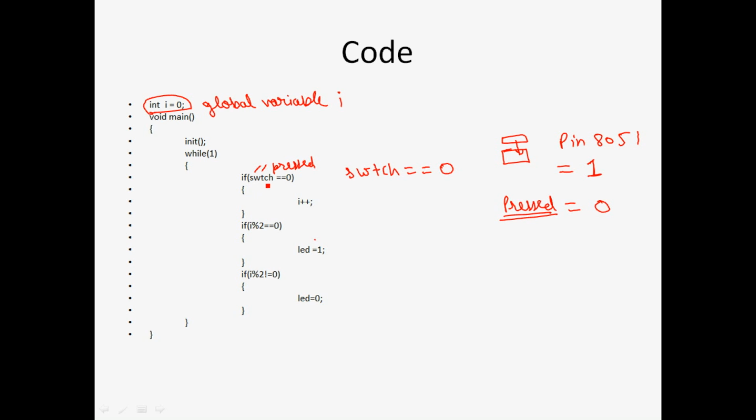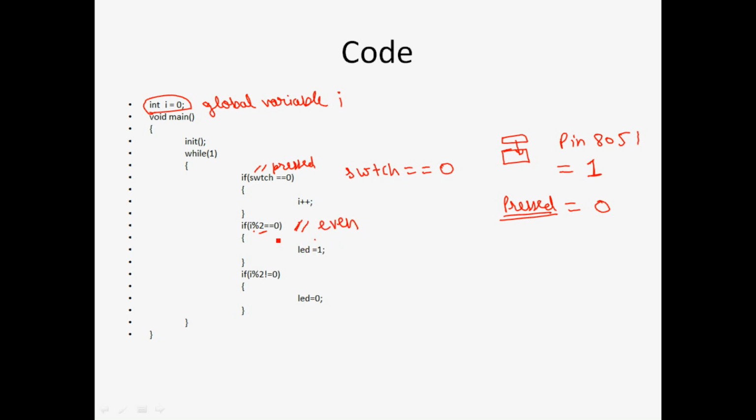Now what we are doing is incrementing our variable I at every press of this switch. At every press, our variable I gets an increment in its value. After that, in the next if statement, we are just checking whether the remainder of the division of I with 2 is 0 or not. So mainly this is a mathematical logic of checking a number to be even or odd.